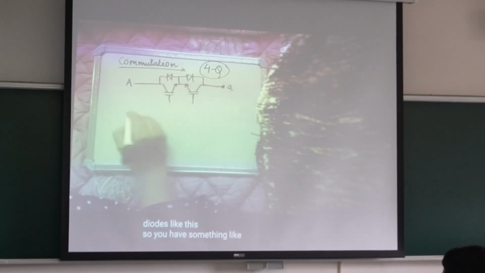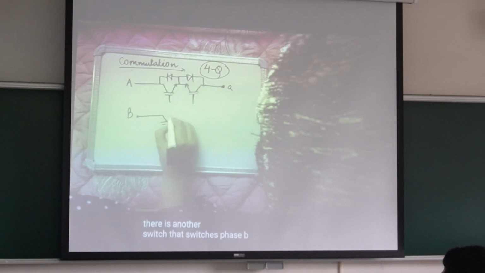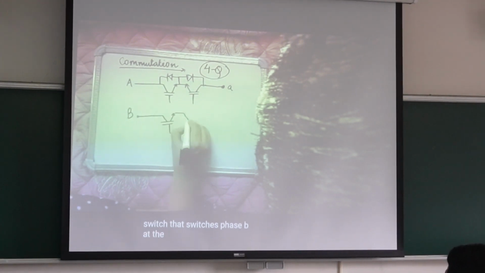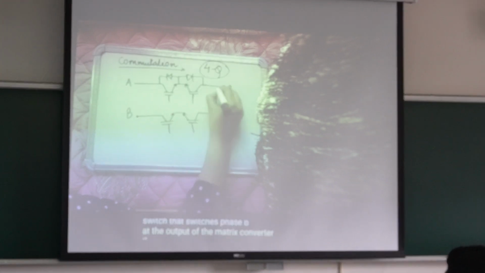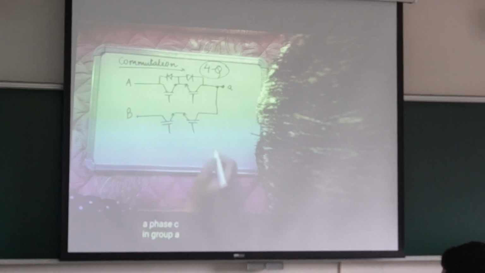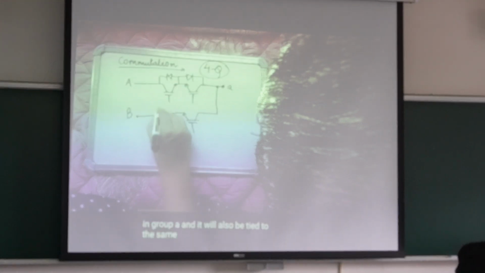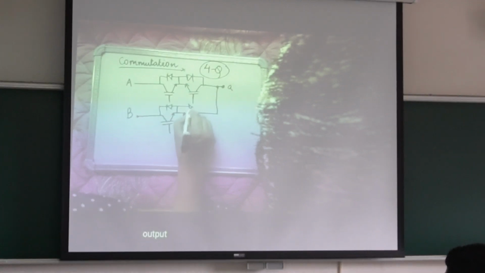So you have something like this, and then there is another switch that switches phase B to the same output of the matrix converter. You will similarly have phase C in group A, connected to the same output. So we have A and B.